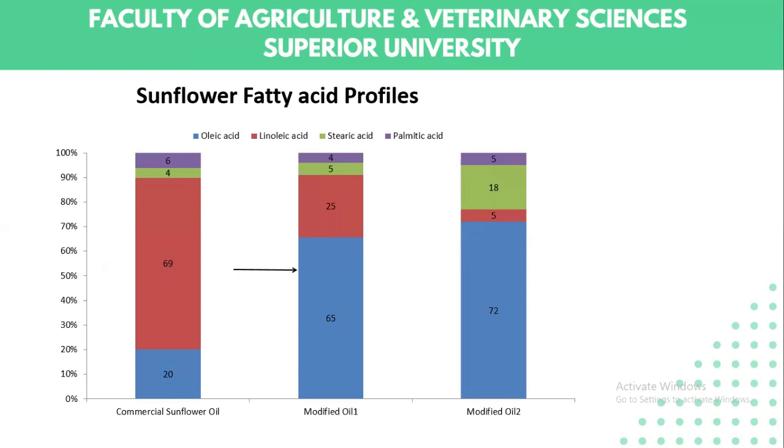So you could see here in the slide that commercial sunflower oil contains about 70% linoleic acid. Conventionally, sunflower is rich in linoleic acid. It's also a polyunsaturated fatty acid, an omega-6 fatty acid.